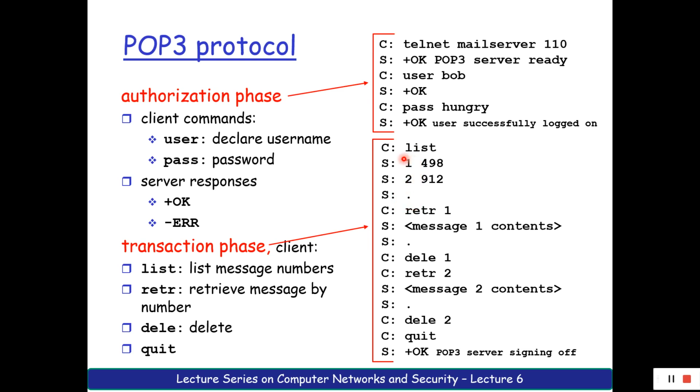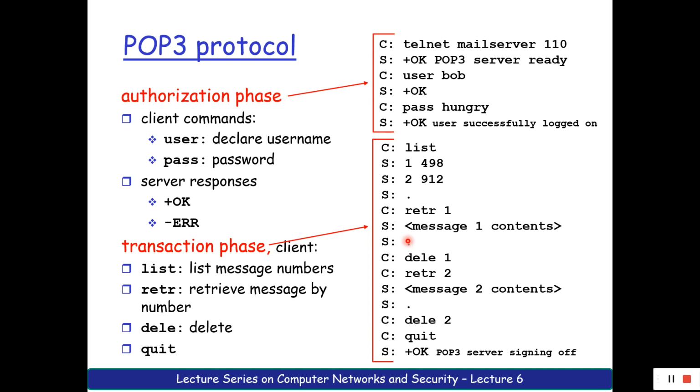Now consider that the client wants to access the first mail. The client is going to send RETR 1. When a client sends RETR 1, it means that the first email must be sent from the server to the client. The message from the first email must be sent. So the server sends message 1 contents. It sends the complete contents, and to show the end of the contents, it uses a carriage return and line feed, which is the dot mark. The dot mark always represents CR, carriage return, and LF, line feed.